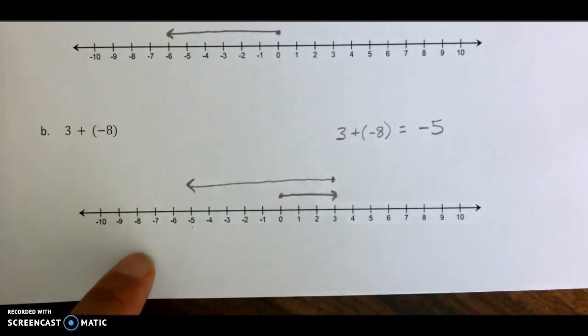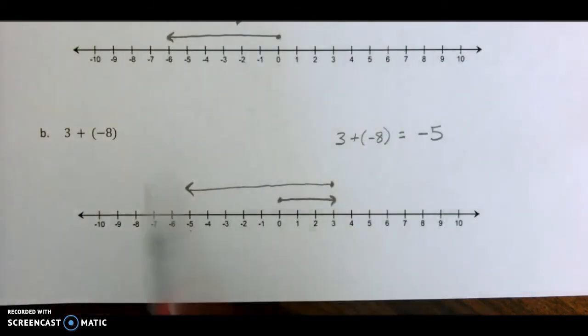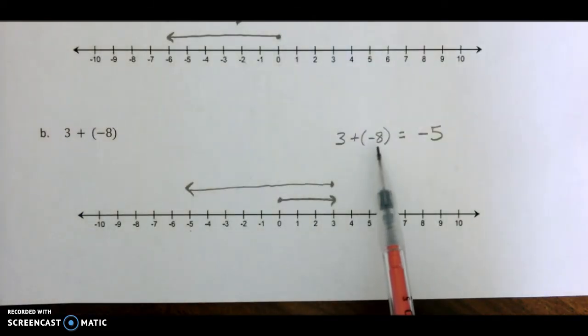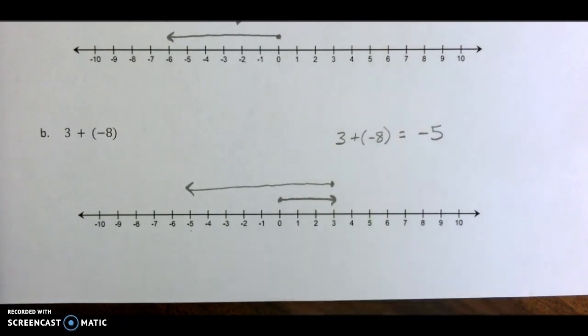And again, it makes sense that our answer is negative in this case because the number negative 8 has the greater absolute value, meaning the arrow is going to be longer for negative 8 than the arrow for positive 3.